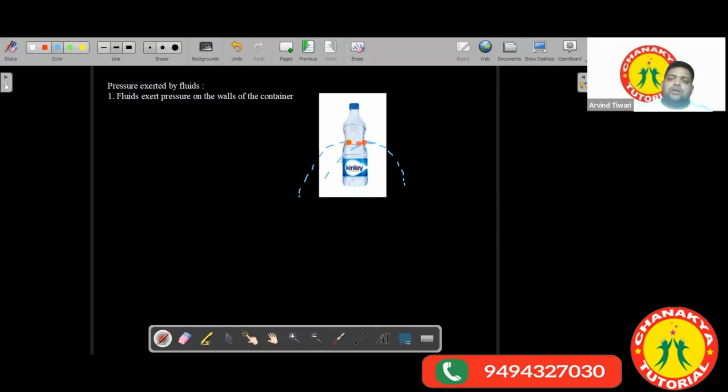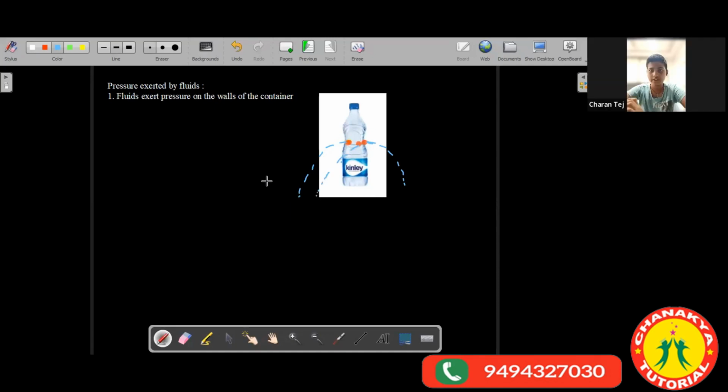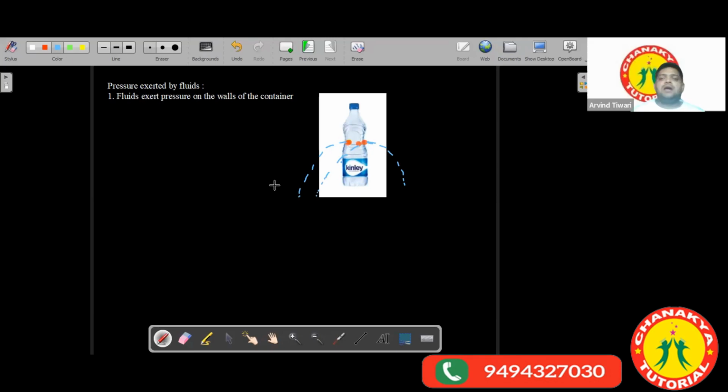So why does the water come out? Sir, because fluids exert pressure. Yeah, because the water inside is exerting a pressure on the wall of the container. It is pushing the bottle in the outside direction, but not finding any space to move. But when I create a hole in it, it finds some space to come out.